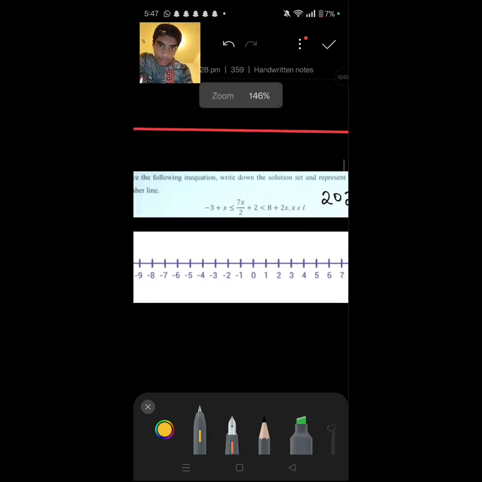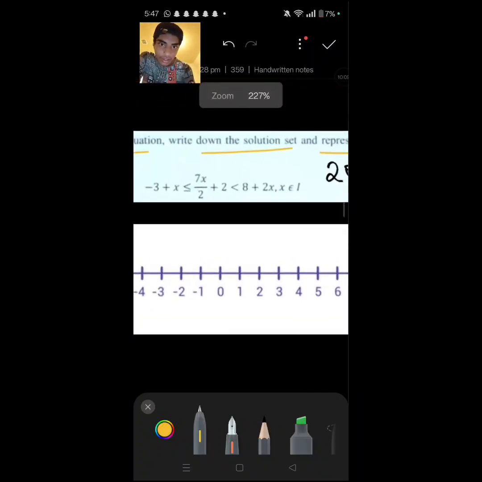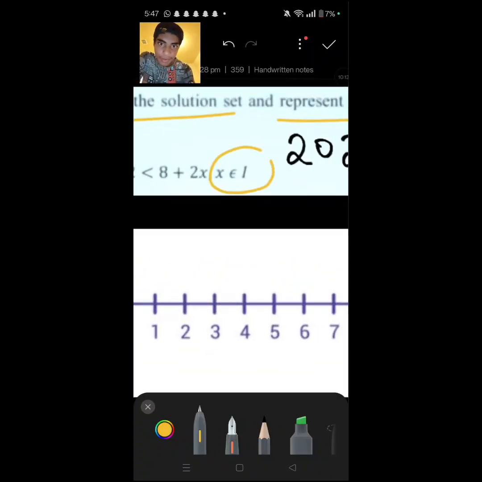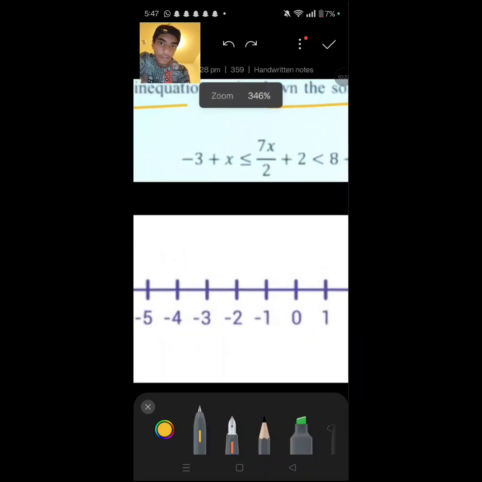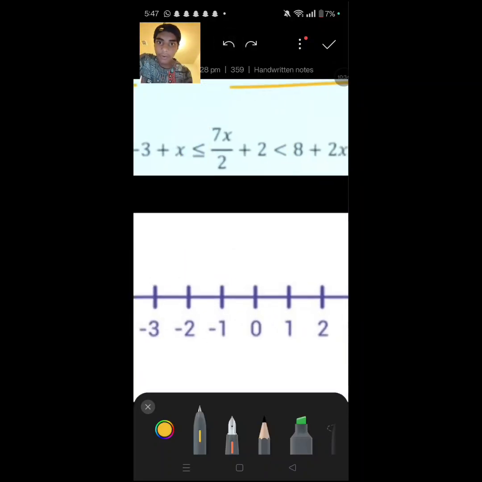Okay, so we've gotten this inequation over here. Solve it, write down the solution set and represent it on the number line. Now we've gotten the replacement set, that is x belongs to I. Now I over here can mean integers, it can mean irrational numbers. I think it's just integers. I think they mean integers. They should have written Z, but that's fine. So see, whenever you have 2 inequality signs, whenever you have less than or equal to and then less than, basically solve one part first.